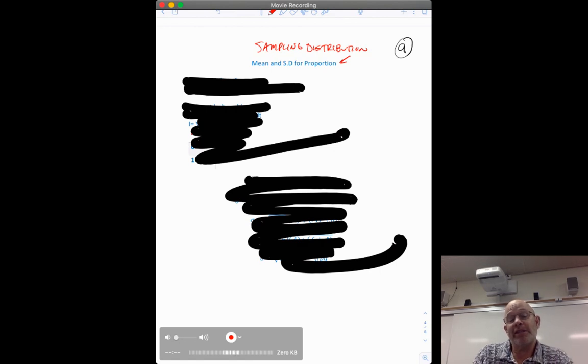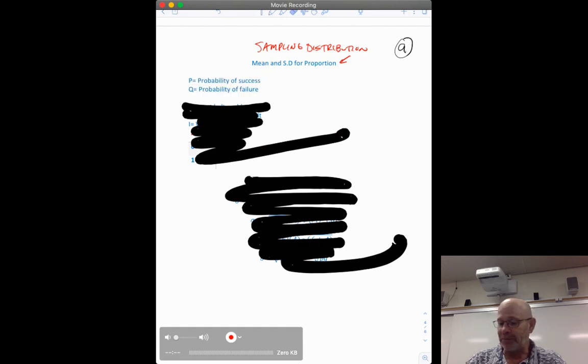So what we want to do is the same basic thing we did for the mean, is figure out what the mean and standard deviation would be for the sampling distribution so we can answer questions. So before we do that, we have to do a little bit of work. P is probability of success. I probably already mentioned that in the simulation. Q is the probability of failure. So I use P and Q.